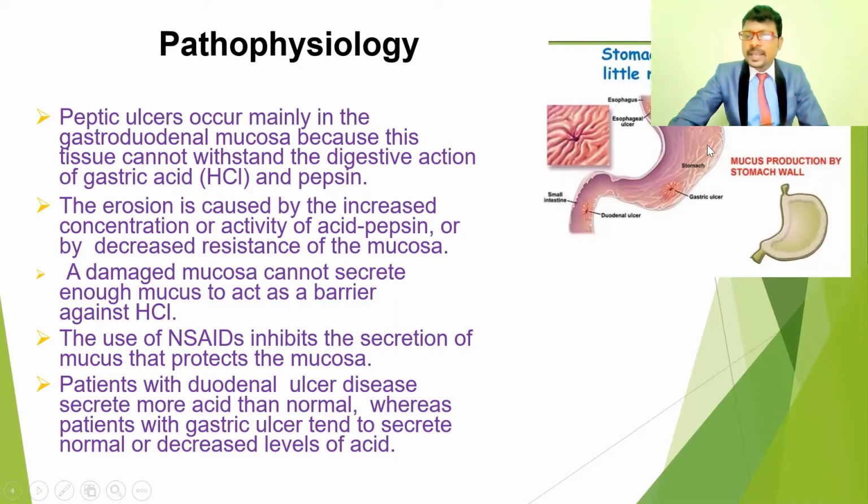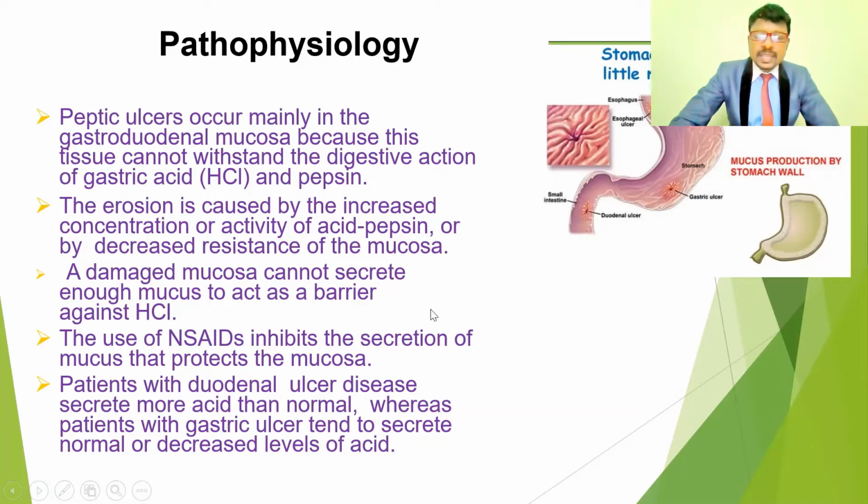Just now we discussed that because of damage to the lining of the stomach, it won't produce mucus. Because of less mucus inside the stomach, the acid is going to damage the stomach walls. So it may give ulcers in the stomach as well as in the duodenum. The erosion is caused by increased concentration or activity of the acid pepsin, that is, the HCl concentration, or decreased resistance of the mucosa. With no mucous membrane and a high concentration of HCl, the walls of the stomach as well as the duodenum are going to be damaged.